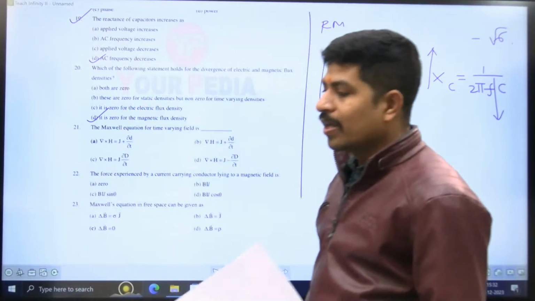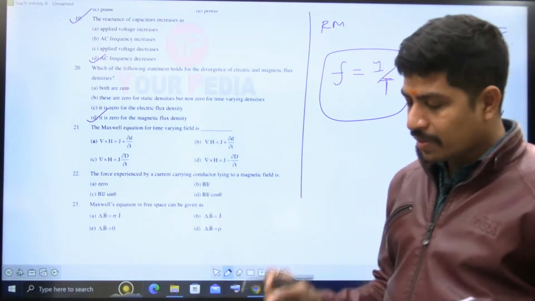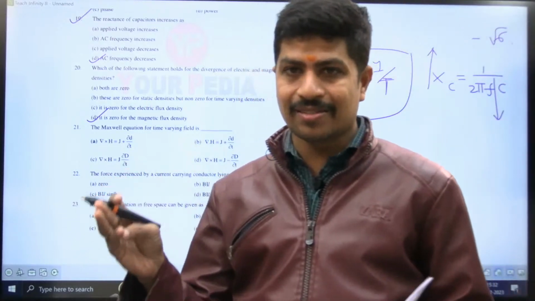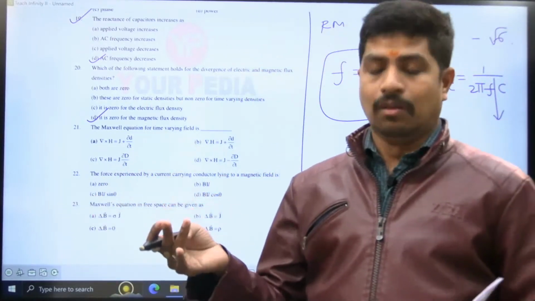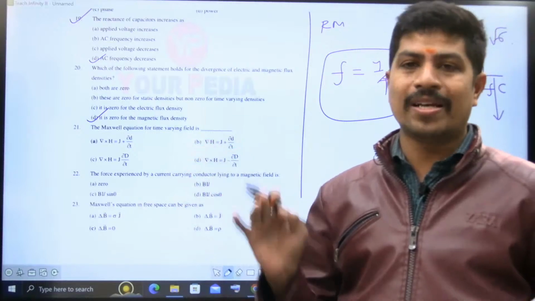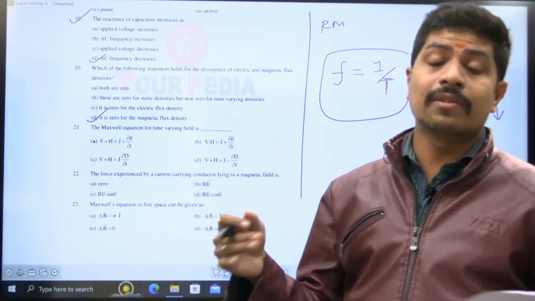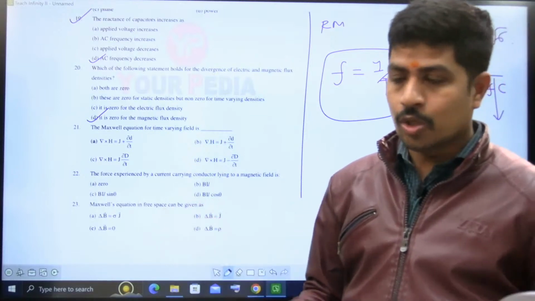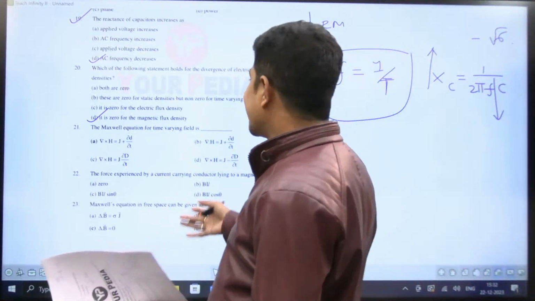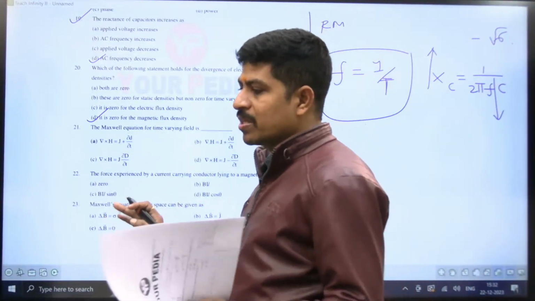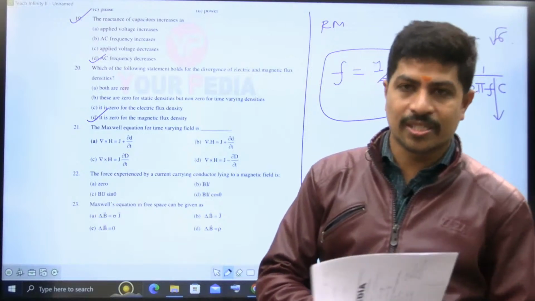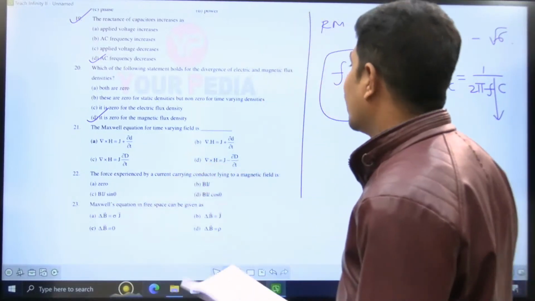Divergence. Okay. Please go through the EMFT formulas, especially divergence, curl, and Maxwell equations. There are 4 Maxwell equations, with the divergence and curl operations of those equations. Please go through it. So these are direct formula questions from EMFT, with no calculations. You can check previous papers. That's why I took direct formulas.